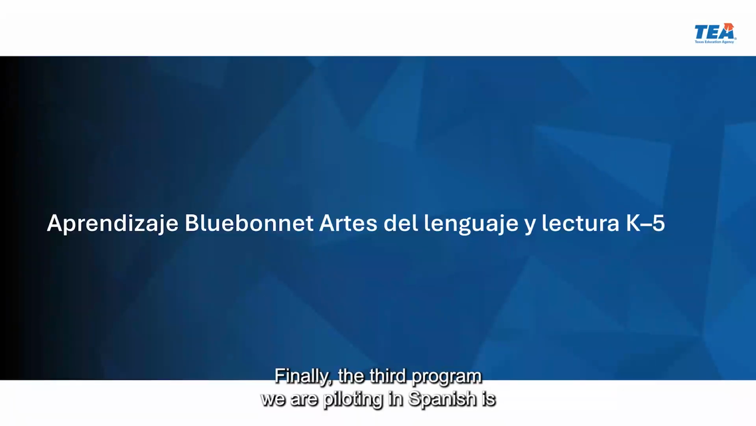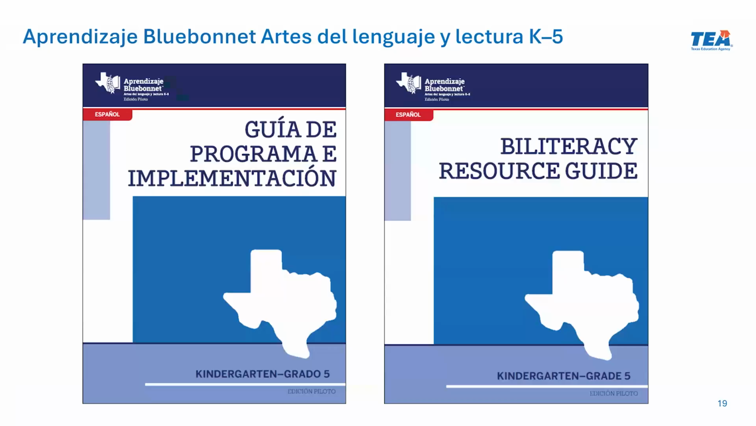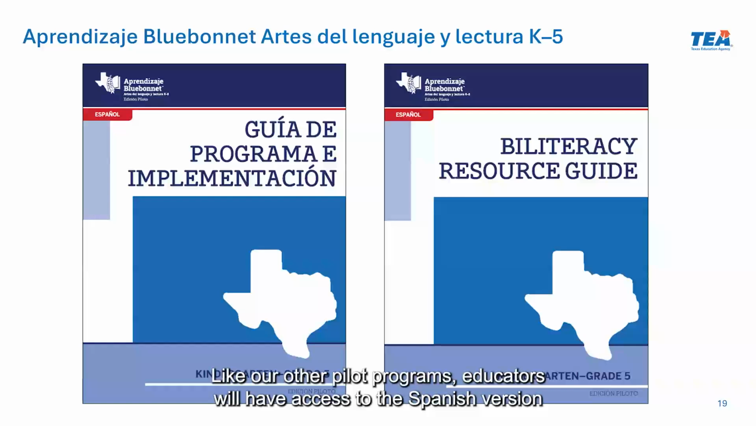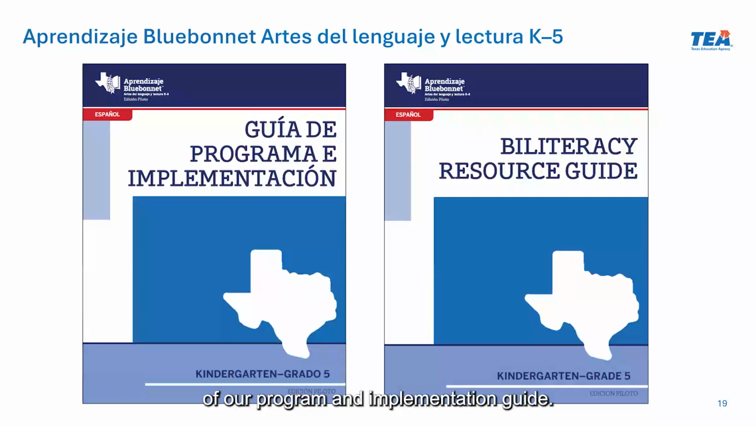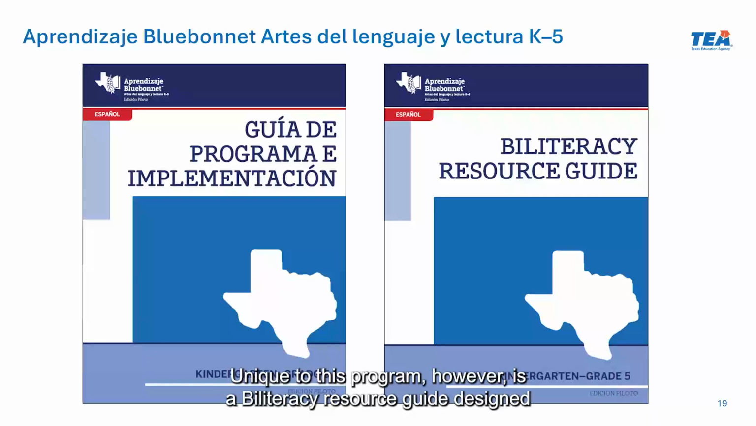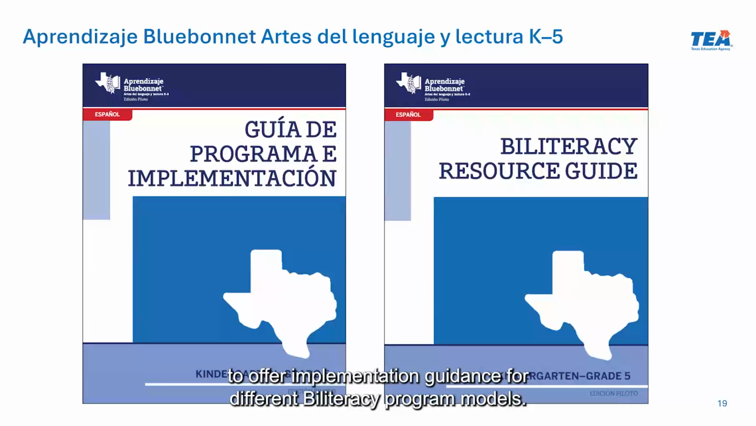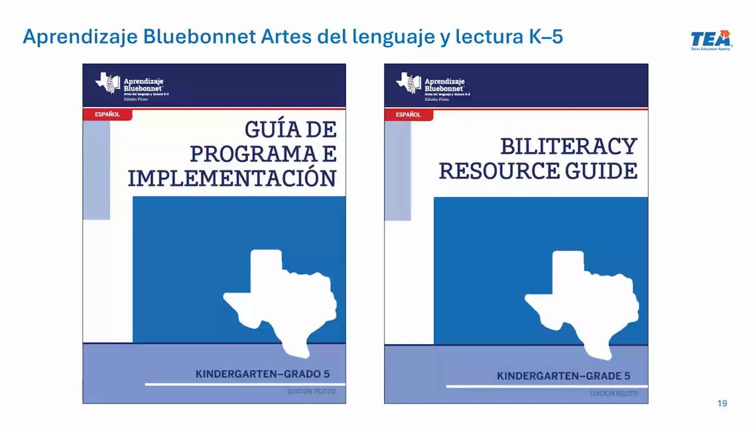Finally, the third program we are piloting in Spanish is Aprendizaje Bluebonnet Artes de Lenguaje y Lectura K-5. Like our other pilot programs, educators will have access to the Spanish version of our program and implementation guide. Unique to this program, however, is a biliteracy resource guide designed to offer implementation guidance for different biliteracy program models.